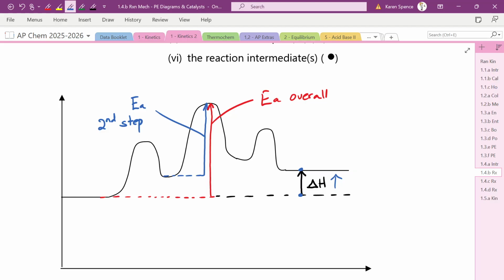And where do the activated complexes go? On the peaks. There we are. And where do our reaction intermediates go? In the troughs, in the valleys. Okay, so there they are in between.